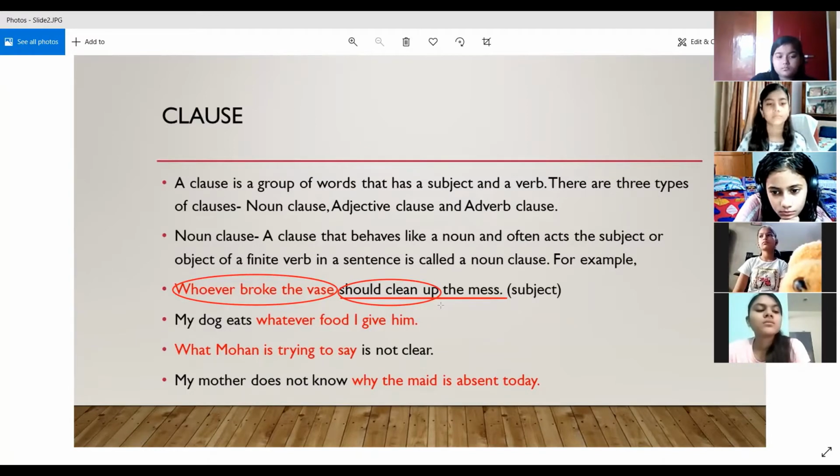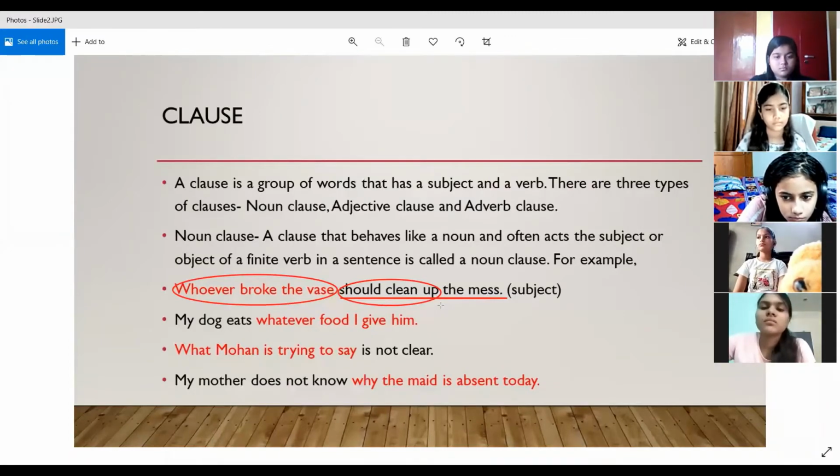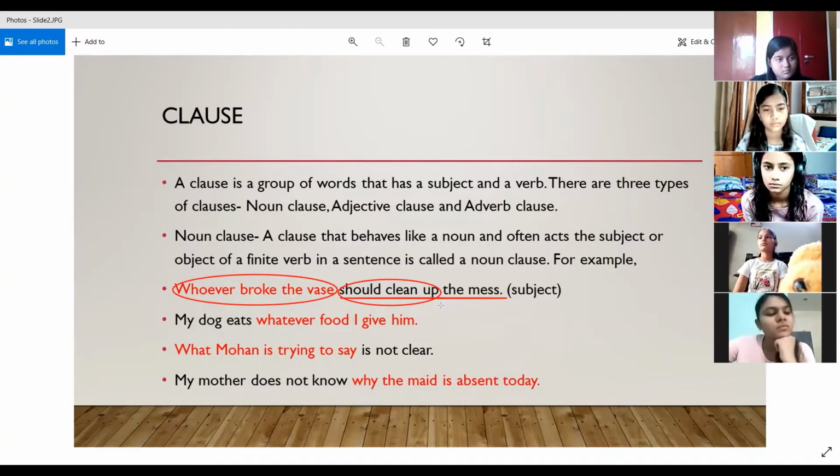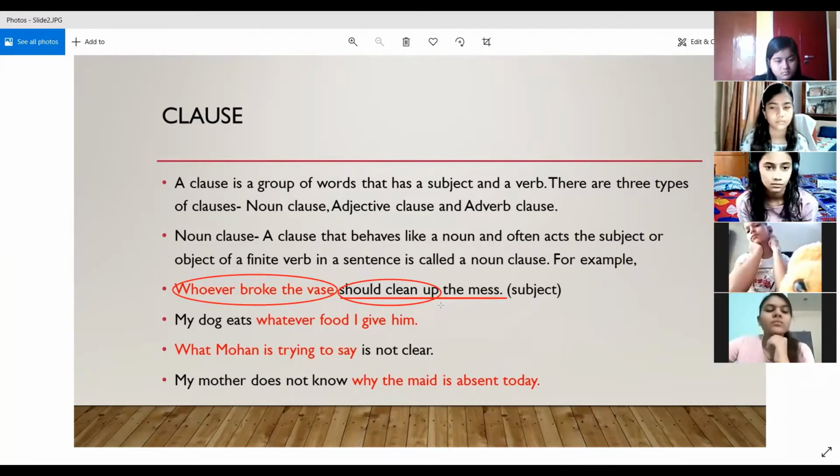Now we know that the dog eats this. So my dog is the subject, eats is the verb, and the object is the clause over here. So now we know that the object is a noun, whatever food I give him. Now we will go further into it and see whether this group of words has a verb in it or not. So we find that give is present over here. So we will consider it to be a clause and call it a noun clause because it is playing the role of a noun. Understood?